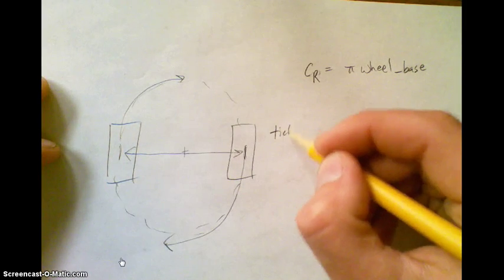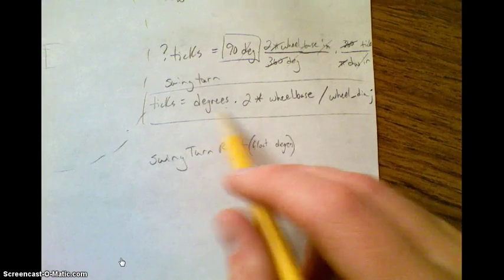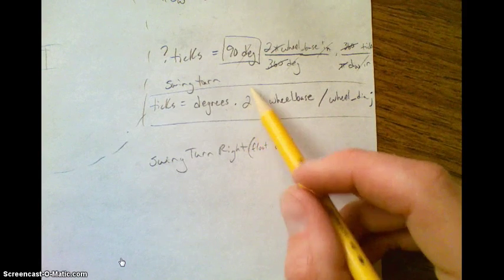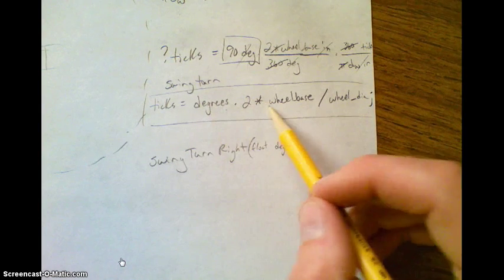So we can take those ticks, that same equation, so I can copy this exact same thing, but now if we divide it by 2, what's missing? This right here. So it's going to be degrees times wheelbase divided by wheel diameter.